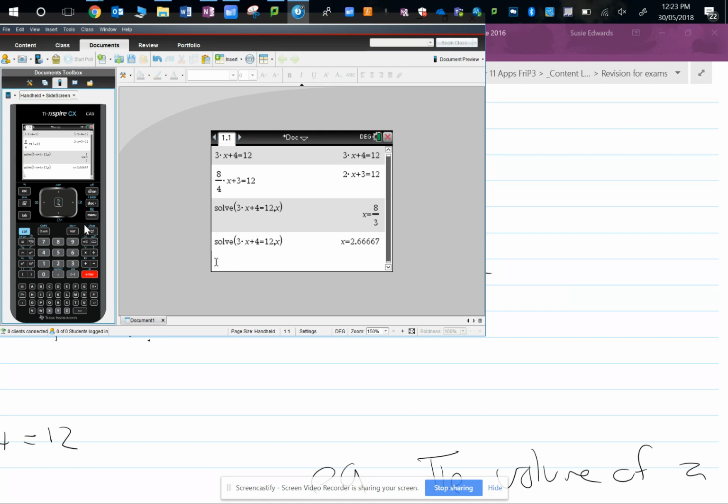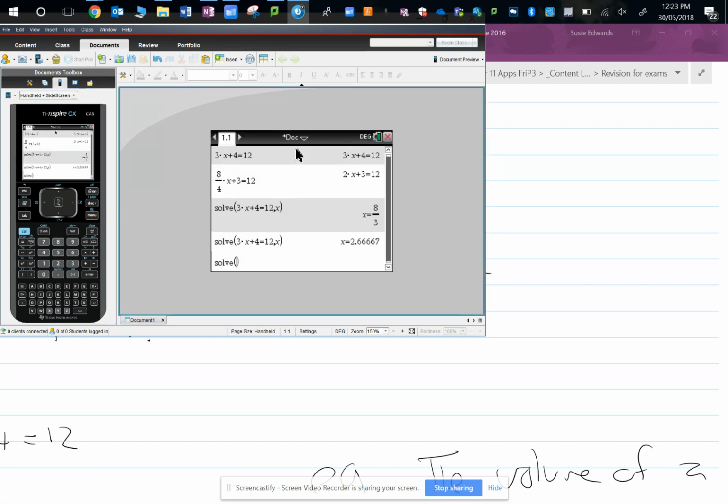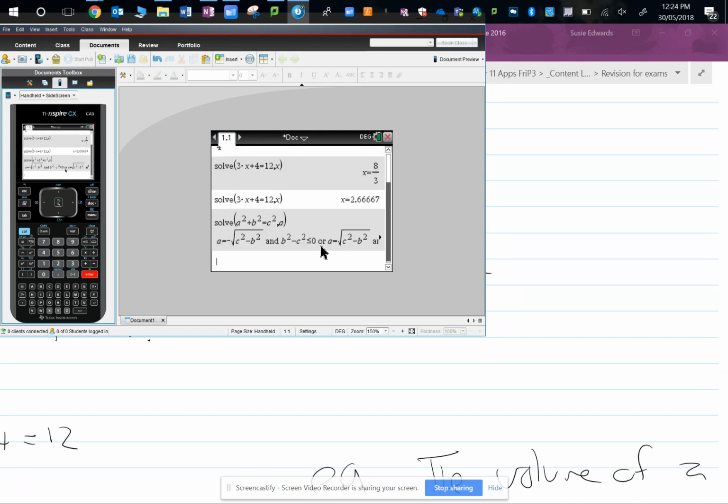So what I mean by that is I'm going to go solve. So menu, algebra, solve, or I'm just going to write solve, okay? I'm then going to put in that equation. A squared plus B squared equals C squared. This time I'm going to say I need that equation to have the subject as A. So what am I going to press? Comma and A. It's going to come up with something a bit strange, but can you actually see where our answer is?